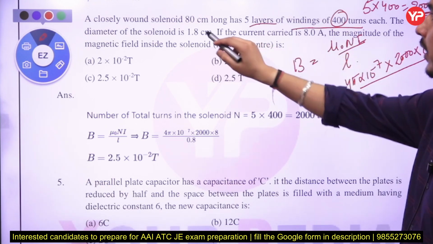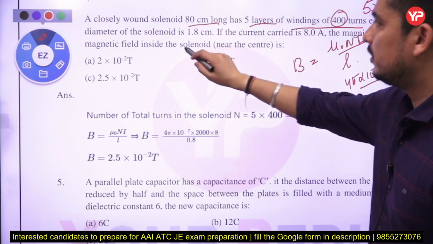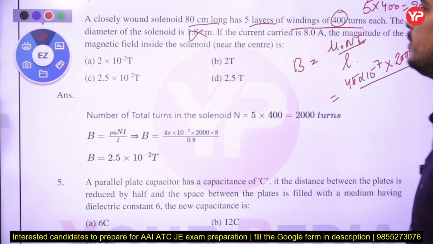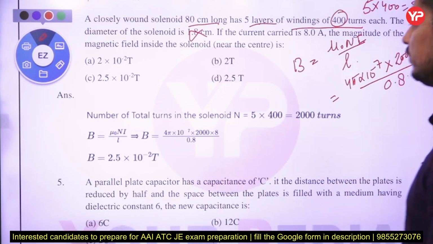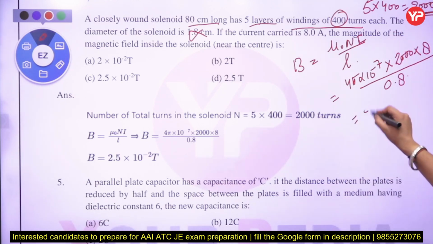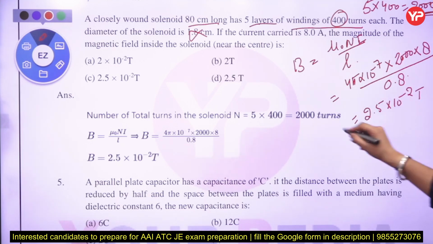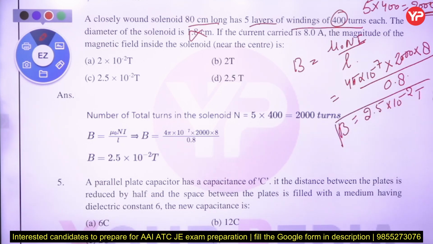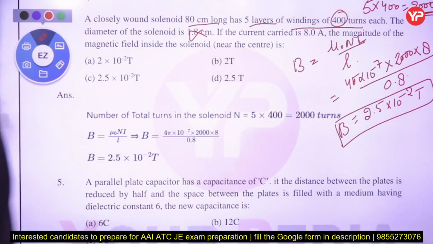The solenoid is wound 80 centimeter long, so length is 80 centimeter. There is no use for this 1.8 centimeter, so don't worry about it. Sometimes they will give you extra information so that you get confused. That becomes 2.5 into 10 raised to power minus 2 Tesla. That is your magnetic field. Next question.